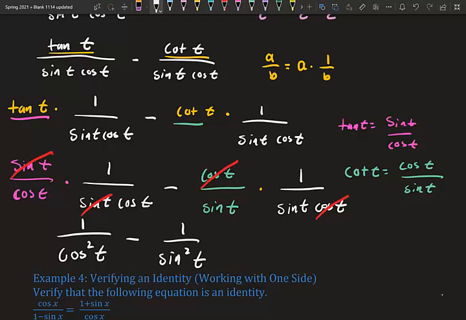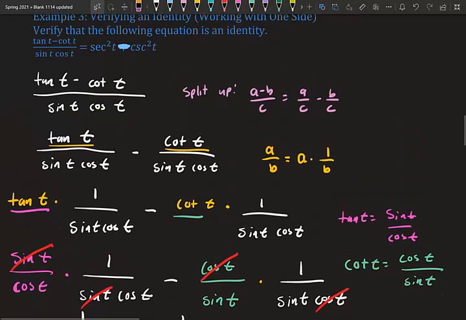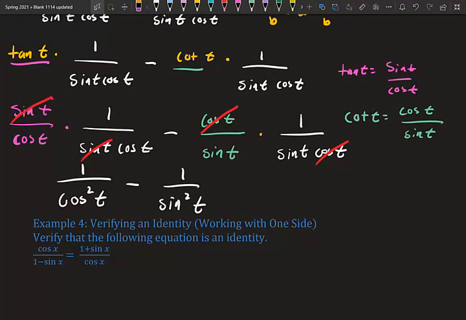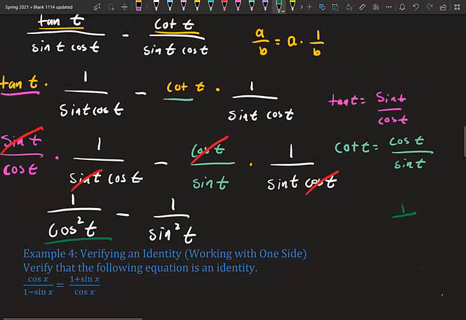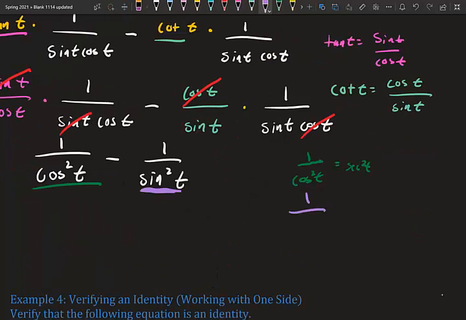Now, don't forget, what's our goal? Always check back to see what your goal is. Our goal is to get secant squared t minus cosecant squared t. We are so close, because what do we know about 1 over cosine? 1 over cosine squared t is the same thing as, you guessed it, secant squared t. And then 1 over sine squared t is the same thing as cosecant squared t.